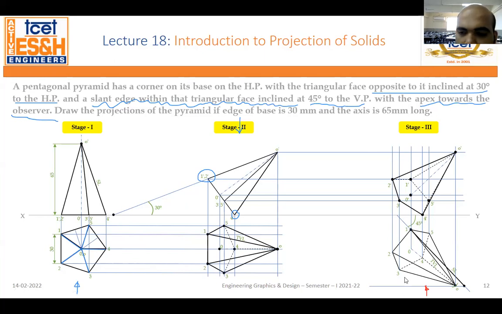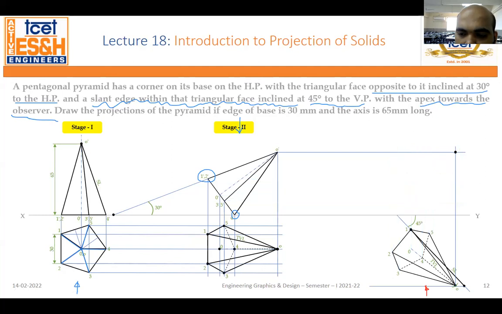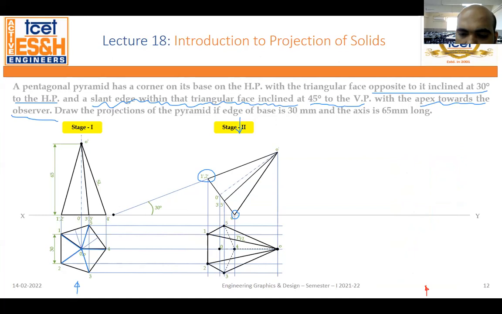Okay. For that, we will be going a little back. So stage 3 is basically the triangular face containing that edge. So what are the 2 edges? The triangular face we were having here in the form of 1, 2, O, and 1, O, 2, O. Here the 1, O is the slant edge and 2, O is the slant edge. You can take any of these 2, and that can be made inclined at 45 degree to the VP.